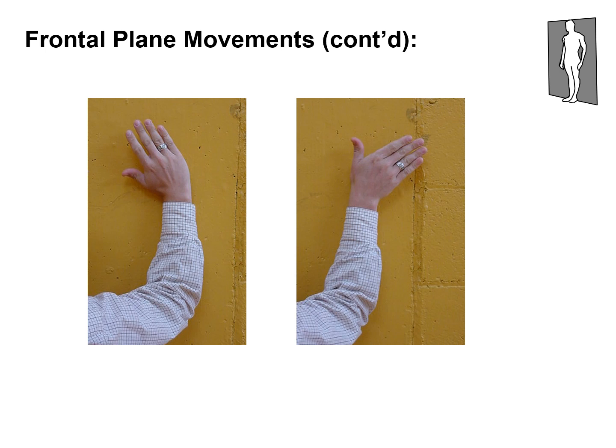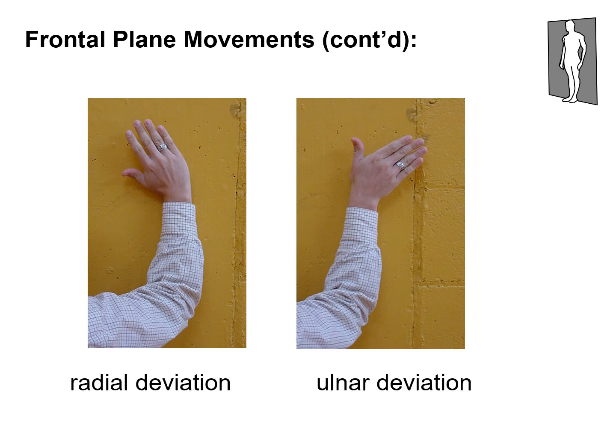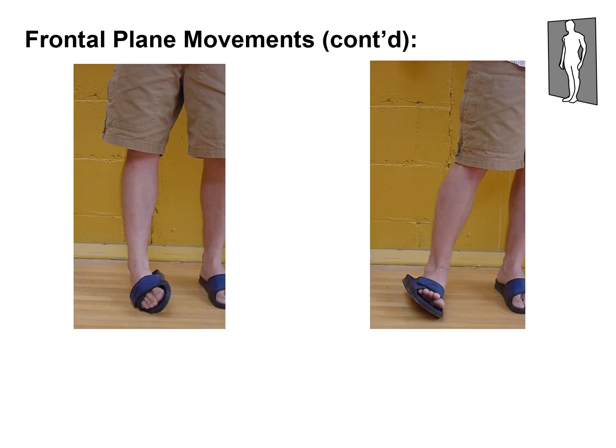And then here is our radial and ulnar deviation. Once again, he's doing lateral flexion of his hand right there and there. This is the ulnar. This is where your ulnar bone is. This is where your radial bone is. Okay? These are our frontal plane movements that also occur about the anterior posterior axis.